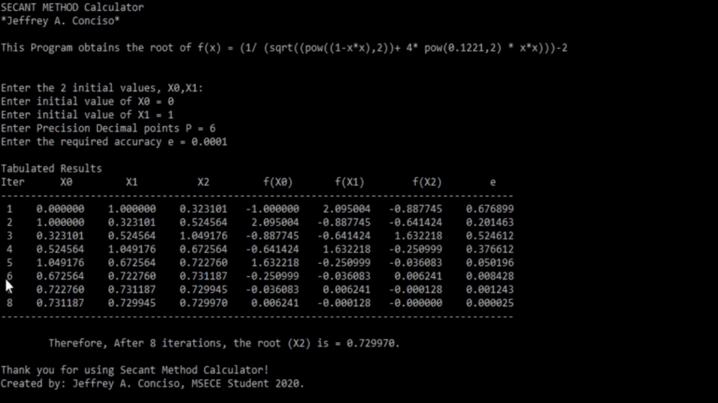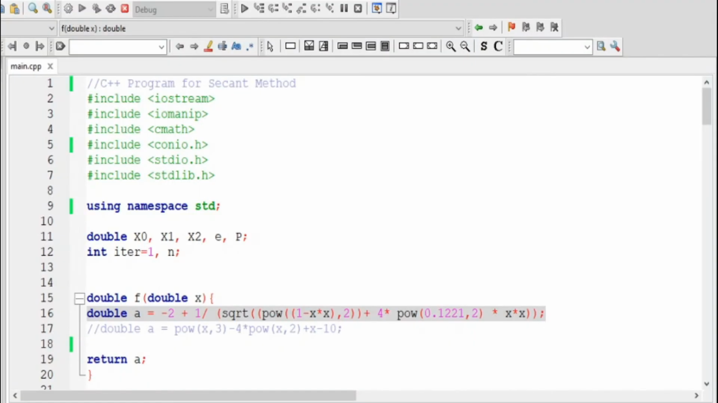We have the result. We have here the iterations from 1 to 8, the x sub 0, x sub 1, the values of x sub 2, the function f x0, f x1, and f x2, and also we have the accuracy. At iteration 7, the accuracy is 0.001. Performing the iteration at 8, we have 0.00025, which is less than the required accuracy. Therefore, after 8 iterations, the root x2 is equal to 0.729970.